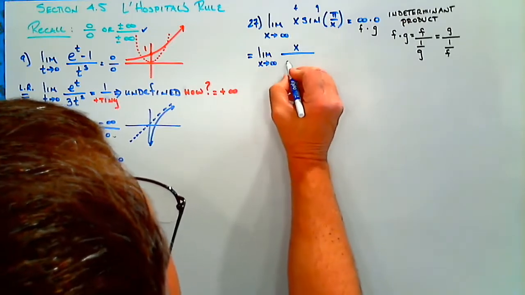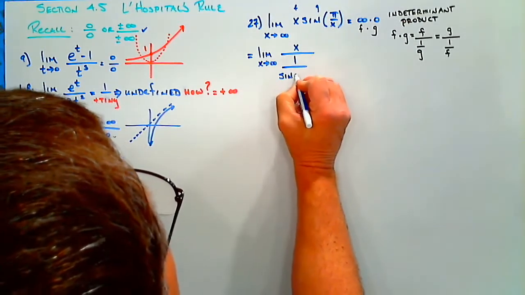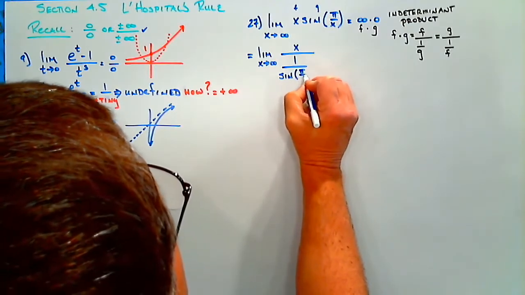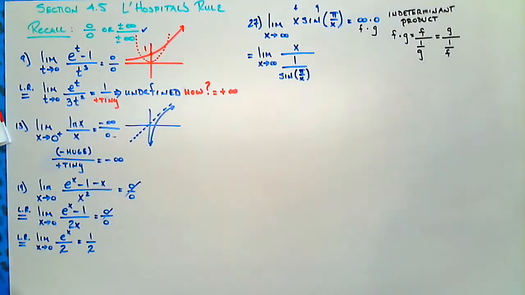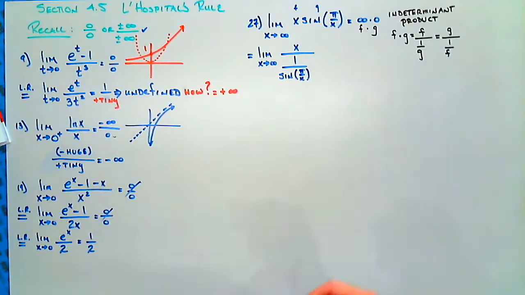And on the bottom, we're going to write 1 divided by sine of pi over x. All right? So we're using algebra and just rewriting a product as the quotient of the f and then the reciprocal of g, right? Because algebraically, that's f times g. Now, what does this get us?